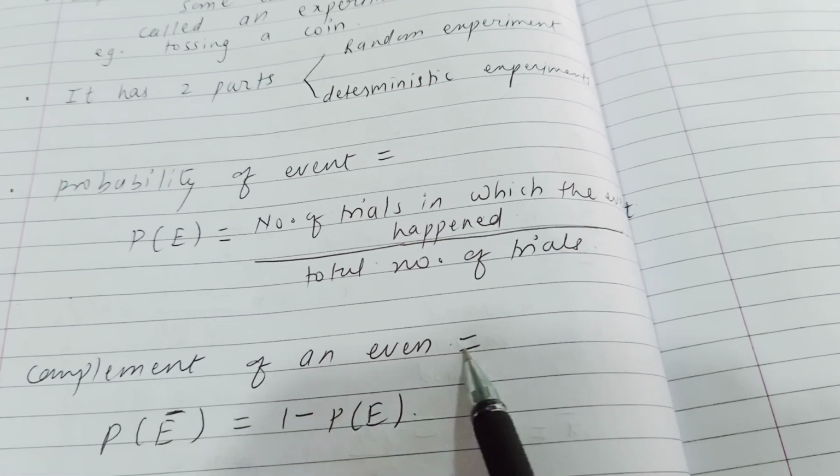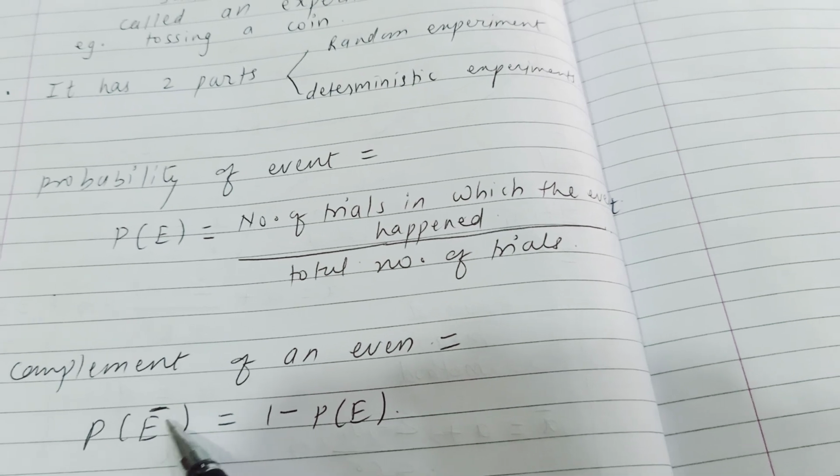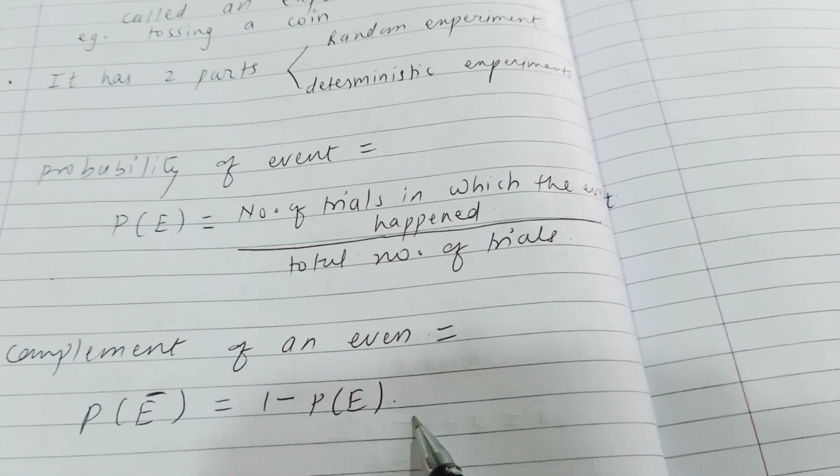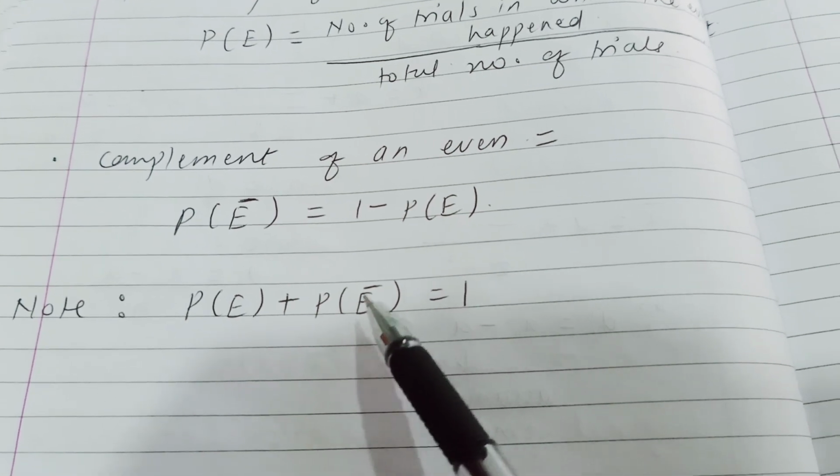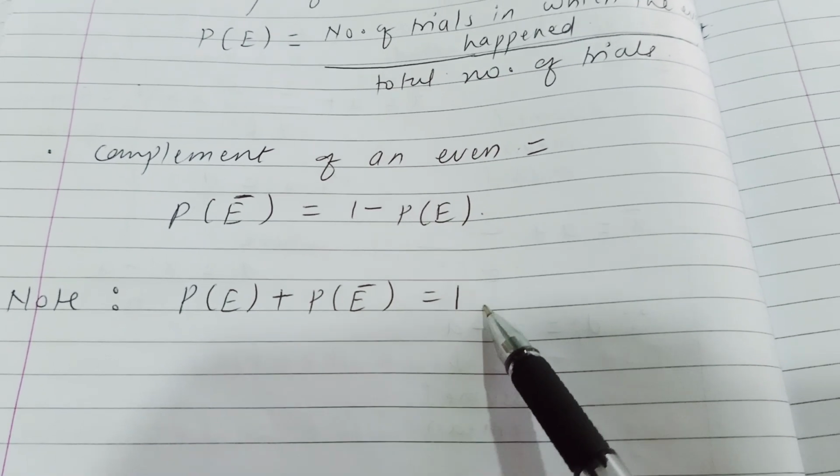Then the complement of an event is P(E̅), where P(E̅) is equal to 1 − P(E). And you have to remember, P(E) + P(E̅), if you add, then it's going to be 1.